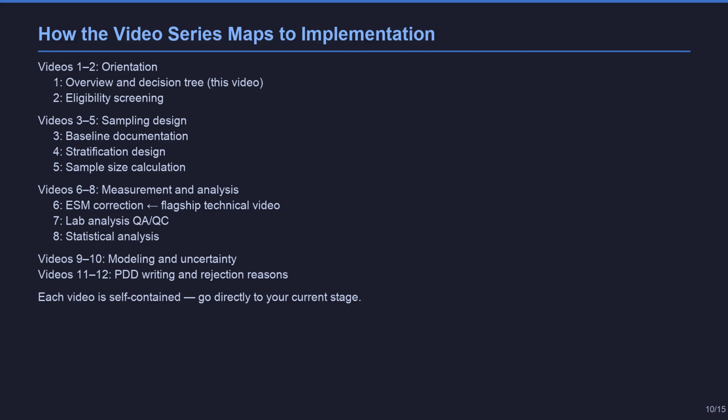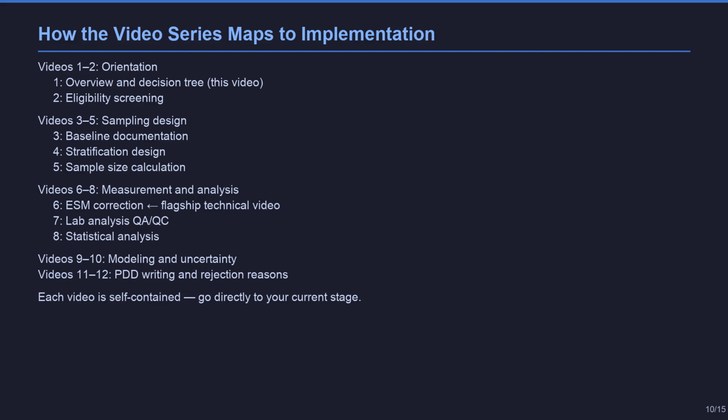Videos 6 through 8 cover measurement and analysis, ESM correction, lab analysis quality control, and statistical analysis. Video 6 is the flagship technical video in the series. Videos 9 and 10 cover modeling approach and uncertainty propagation. Videos 11 and 12 cover PDD writing and the 15 most common rejection reasons. If you're already in the middle of a project, go directly to the video covering your current stage.